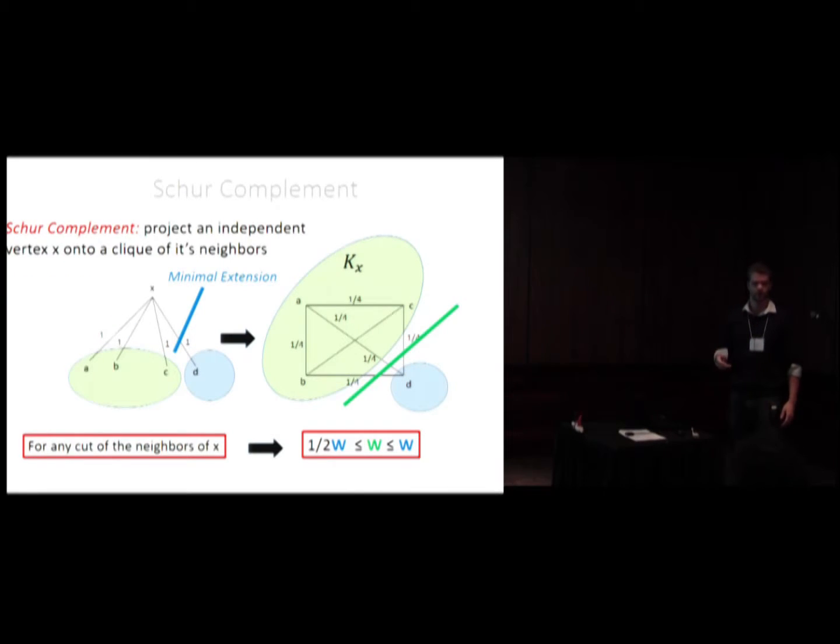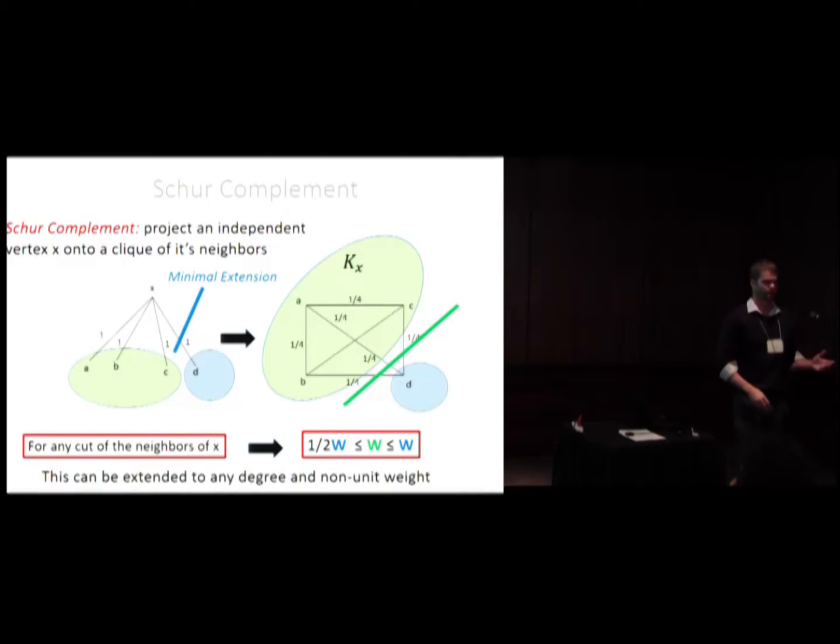And similarly, suppose we cut 3 on one side and 1 on the other. The minimal extension here would be to cut just the 1, and the cut of D from the rest in the clique would give 3/4. And this would keep the 2 approximation. So this Schur complement tool, right, projects a clique that gives a very good representation of what the minimal extension weight will be for any cut that we take within this smaller graph. And the Schur complement can be extended to any degree and non-unit weight.